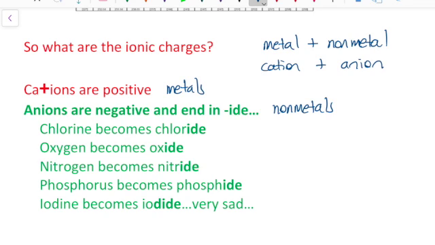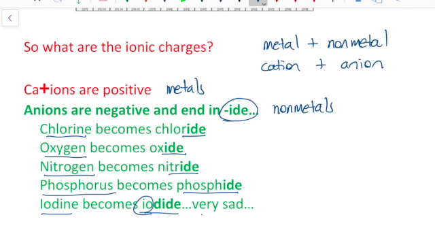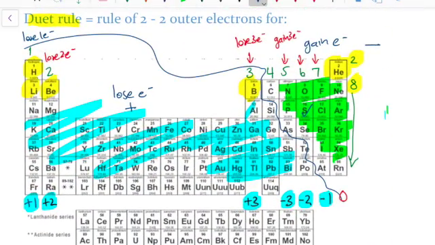The anion changes its ending of its name and it ends in IDE. So chlorine becomes chloride. Oxygen becomes oxide. Nitrogen becomes nitride. Phosphorus becomes phosphide. Iodine becomes iodide, and if iodide, then we are very sad. Sulfur becomes sulfide. Bromine becomes bromide. Chlorine becomes chloride. I think we got them all. So they all get that IDE ending.